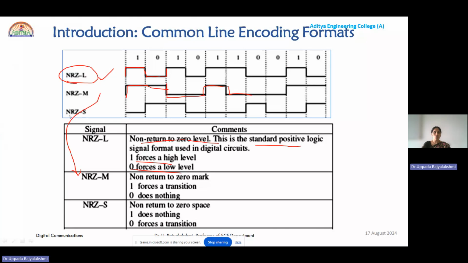Similarly, the third one is non-return to zero space. In this, one does nothing. So for one as usual there is no transition, and wherever you have zero there will be a transition. So the same data will continue. These are the three types of non-return to zero line encoding formats. In these formats you can observe that in the middle, it doesn't return to zero. That is called non-return to zero type of representation.